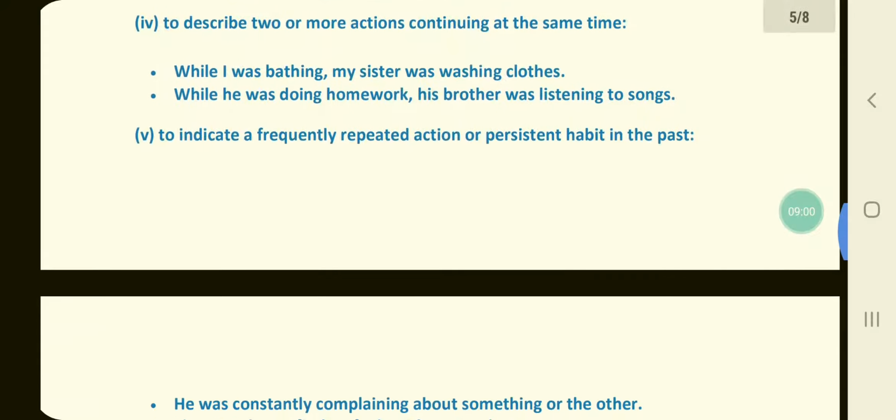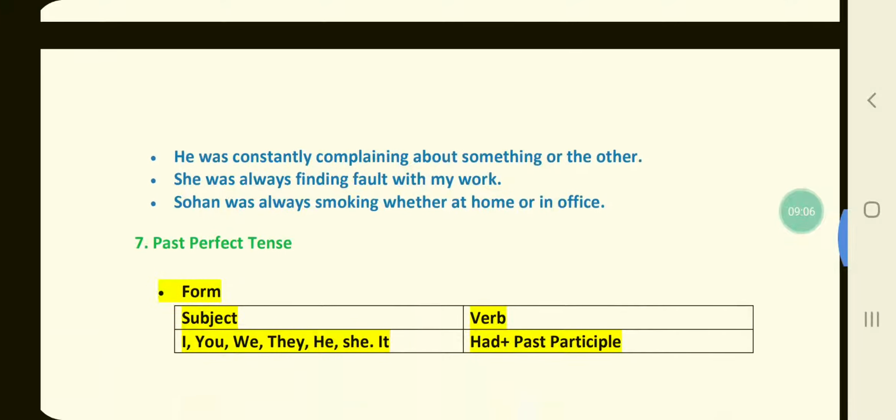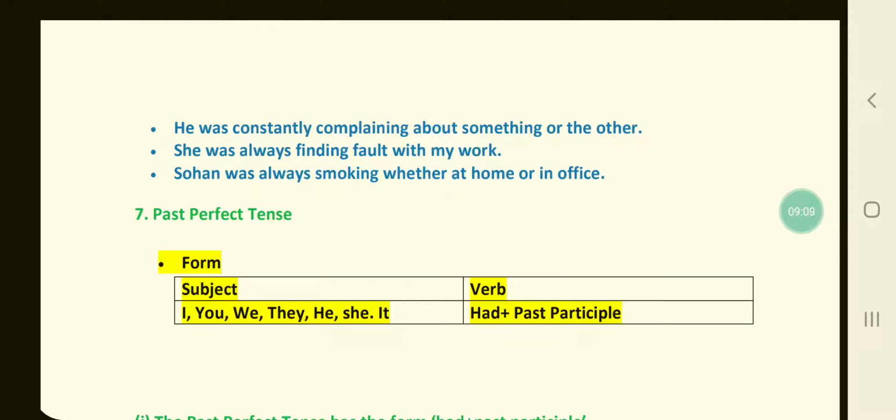Number 5, to indicate a frequently repeated action or persistent habit in the past. For example, he was constantly complaining about something or the other. Second example, Sohan was always smoking whether at home or in office.